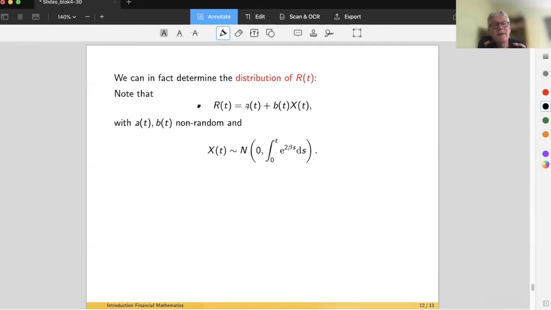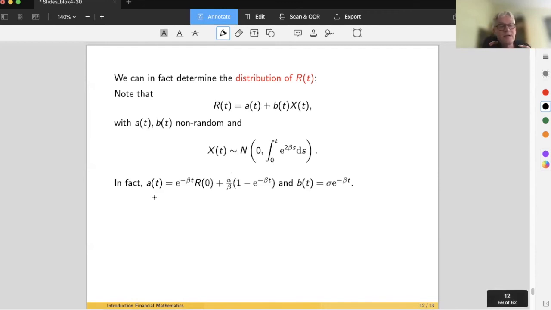R(t) is that time-dependent function plus b(t) times X(t), where X is normally distributed with mean 0, and this variance that we can of course also determine. This is something that is not too difficult for us. And so here we write it out in detail. Little a(t) is this first part, e to the power minus beta t, r0 plus alpha over beta times 1 minus e to the power minus beta t, and little b(t), that is the term in front of the X, sigma times e to the power minus beta t.